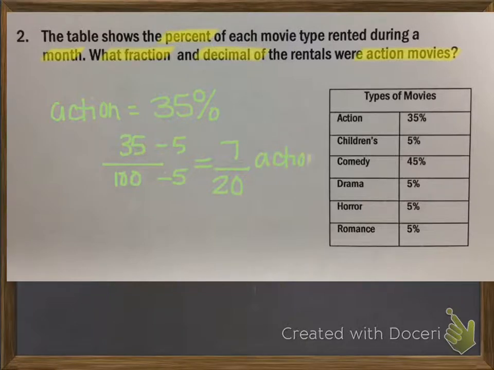Then we have to take this percent and get it into a decimal. Remember how to get a percent to a decimal? In a whole number, our decimal is at the end, and to move from a percent to a decimal, we move the decimal over 2 times to the left, giving us 35 hundredths as our decimal. And these two are our final answers for number 2.